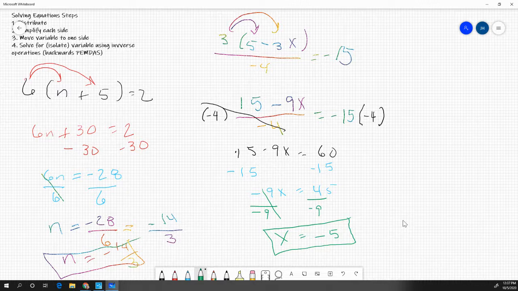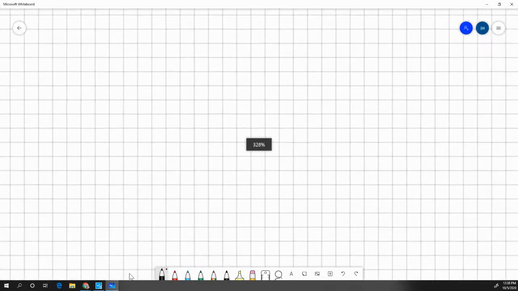The other thing I wanted to talk to you about were some of the special cases that we encounter when solving equations. And those are, let me clear this page for you. Let's do special cases first.